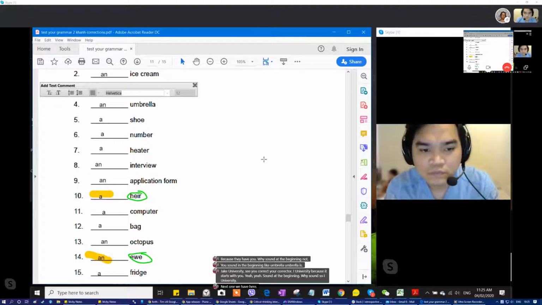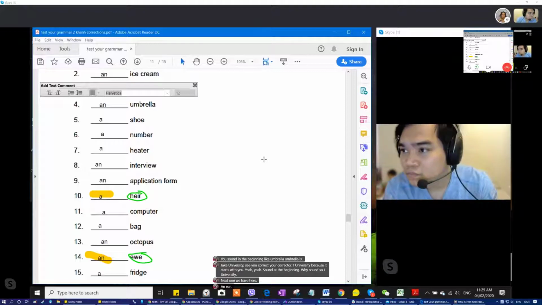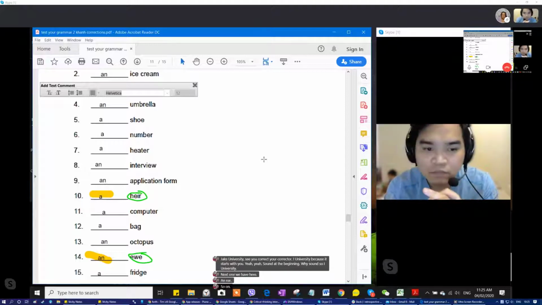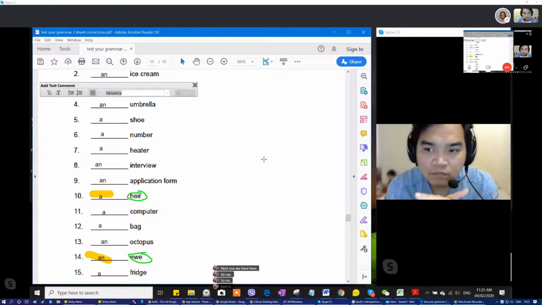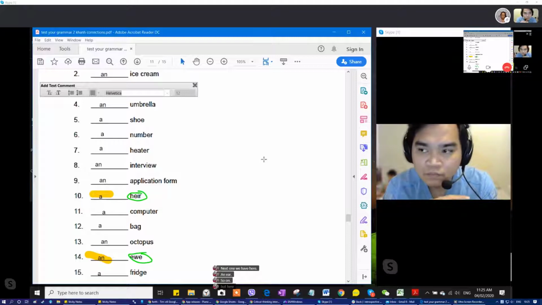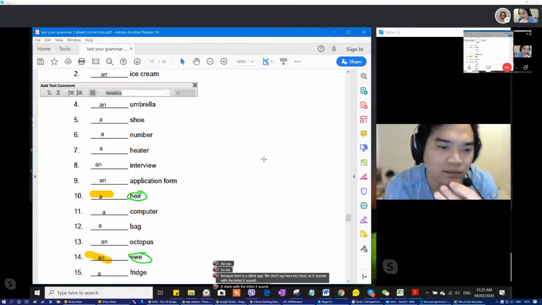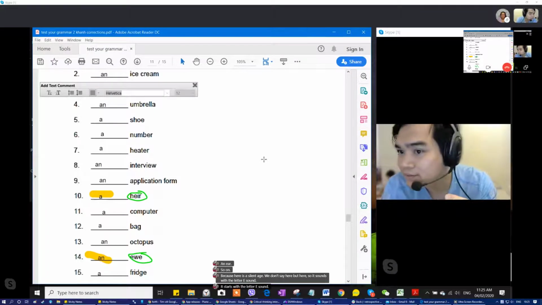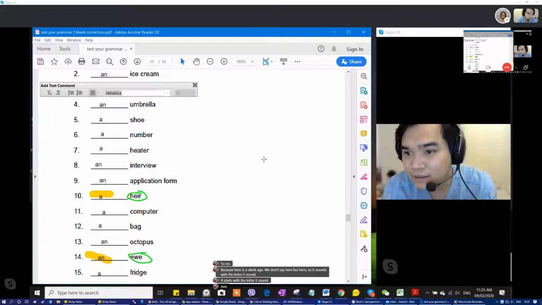An ear. So an, because ear is a silent H, so you don't say here, but ear. So it sounds with the letter E sound. It starts with the letter E sound. So it must be an ear, because it doesn't have the H sound in the beginning.